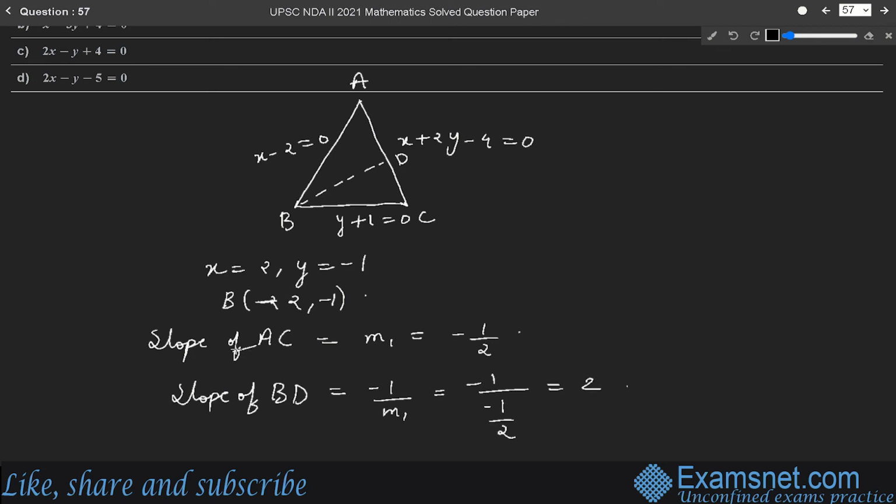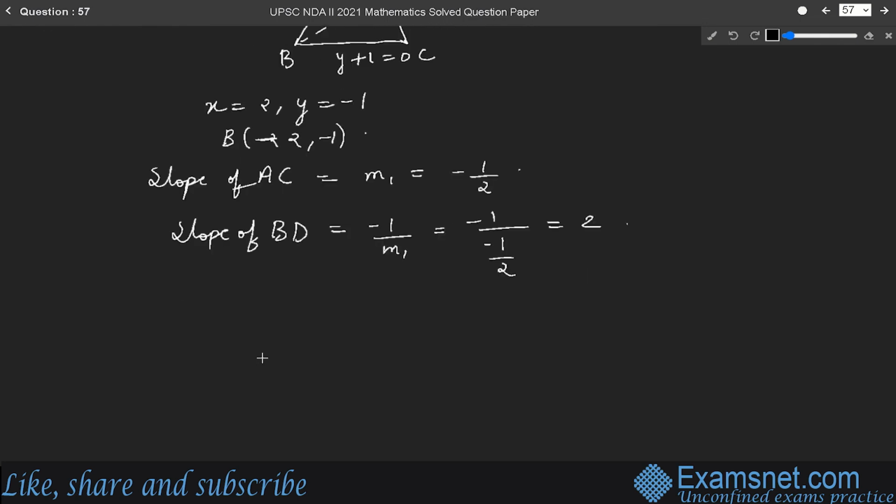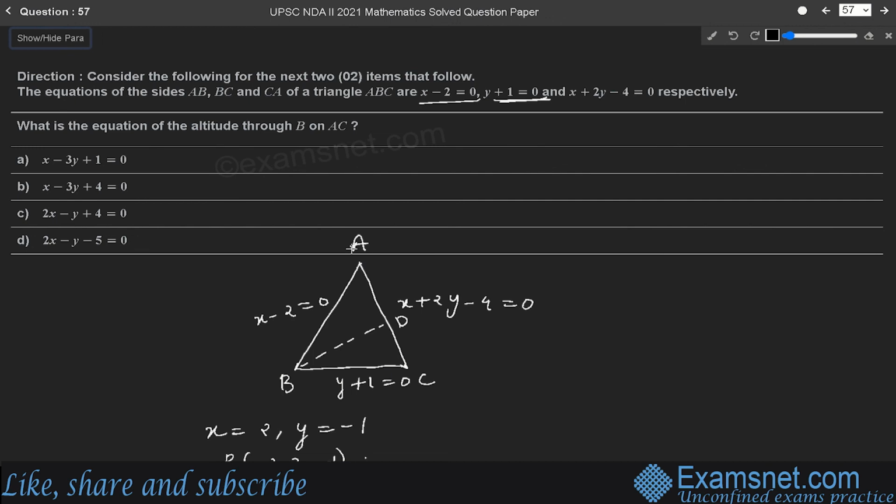Therefore, the equation of the altitude BD drawn from B on AC has slope 2. Now, putting it in the equation, we will get y + 1 = 2(x − 2), so y + 1 = 2x − 4, and the equation will be 2x − y − 5 = 0. So this is the required equation of the altitude through B on AC. Therefore, the correct option for this question is 2x − y − 5 = 0. I hope this question is clear to you.